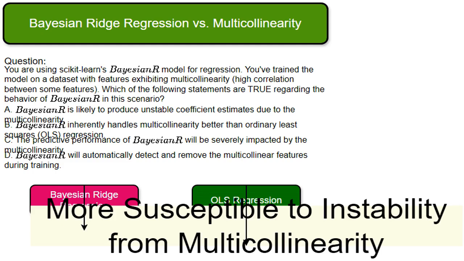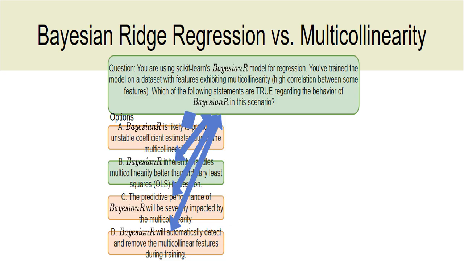OLS regression is much more sensitive to multicollinearity. Small changes in the data can significantly alter its coefficient estimates because of the instability inherent in the method when features are correlated. I'll explain how Bayesian ridge regression handles multicollinearity, which is when multiple features in your data are highly correlated. It's a problem because it makes it hard to figure out which feature is truly important for your prediction.